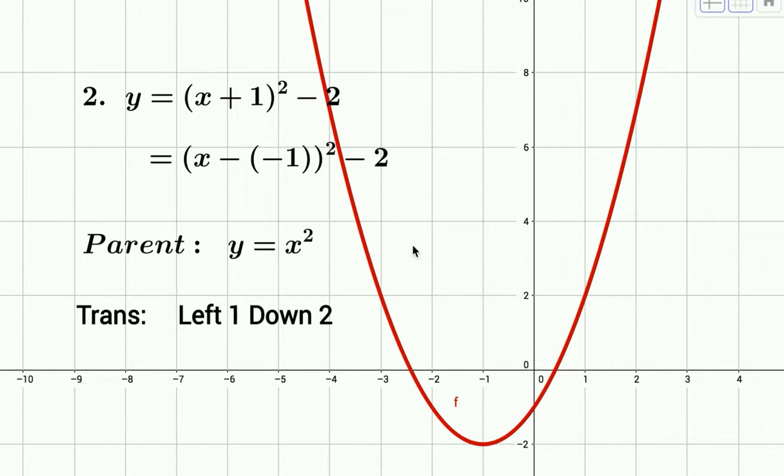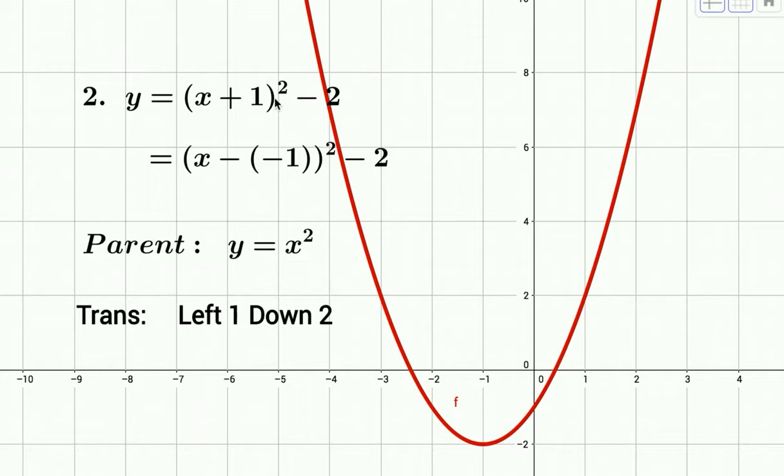Number 2. y equals (x plus 1) squared minus 2. First thing, I will need to rewrite the equation into the form of x minus. You always have to set your equation into the form of x minus. In order for me to get the same result, plus 1, I have to write it as x minus negative 1. X minus negative 1 is the same as x plus 1. So that means my function is moving left 1 unit, down 2. The transformation information is going to be left 1, down 2.